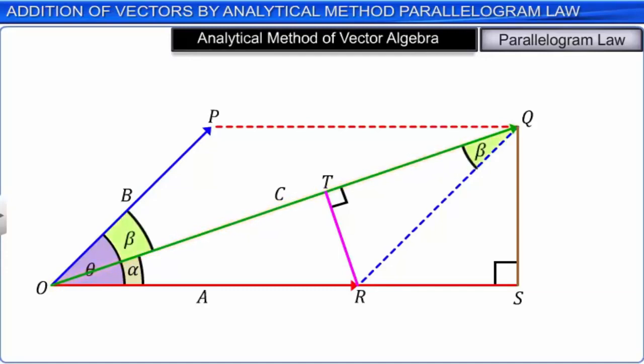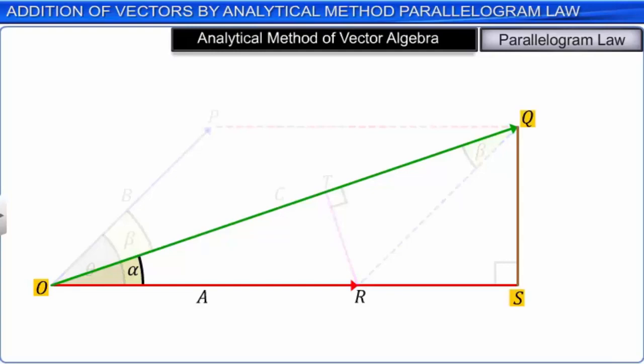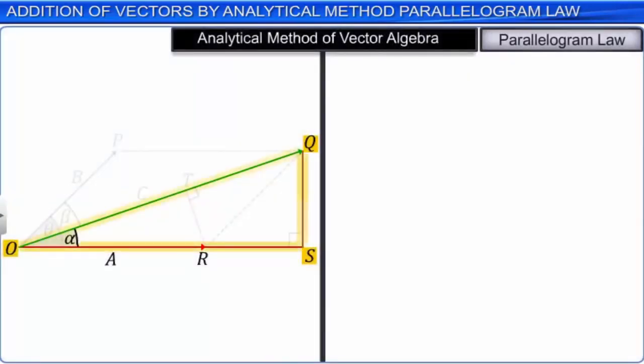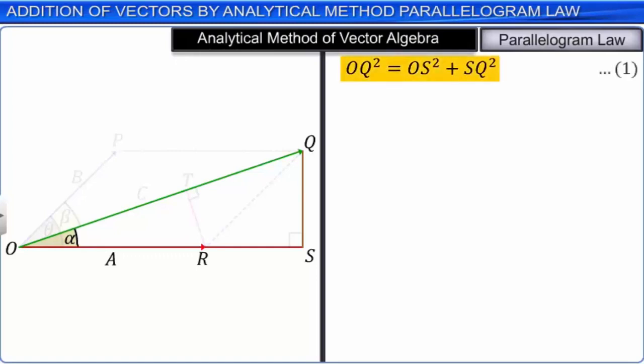Consider the triangle OSQ. From the triangle OSQ, we can write OQ square is equal to OS square plus SQ square. Let this be equation 1. As point R lies on the straight line OS, we can write OS is equal to OR plus RS, and OS is equal to A plus RS. Let this be equation 2.